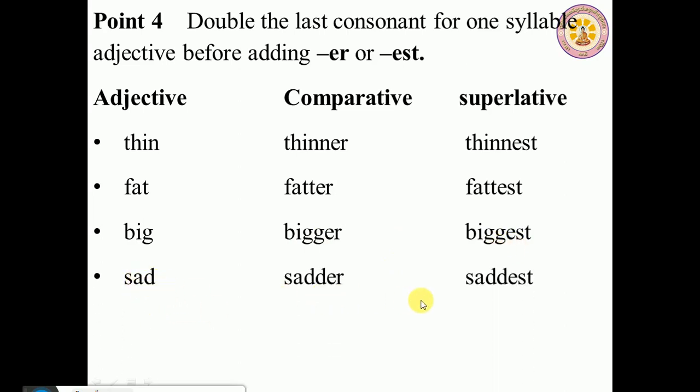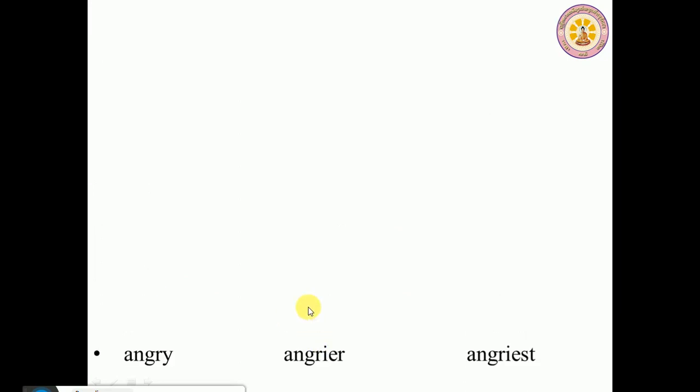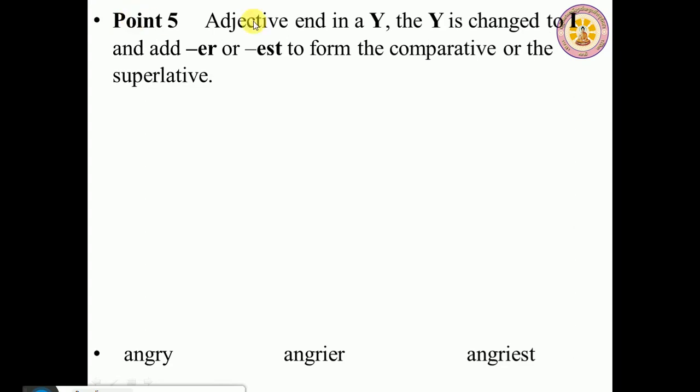Sad, sadder, saddest, hot, hotter, hottest. Okay, number 5: adjectives ending in Y. The Y is changed to I and we add ER or EST to form the comparative or superlative. So remember, if the adjective ends in Y and the letter before Y is a consonant, then before you add ER, we have to change Y to I first and add ER or EST.